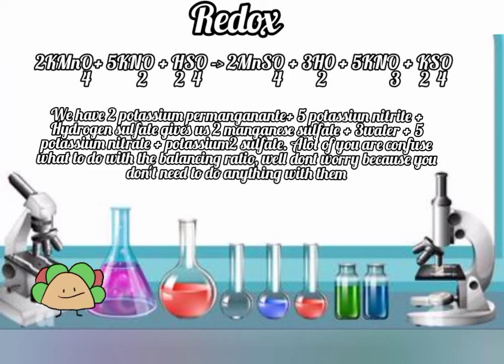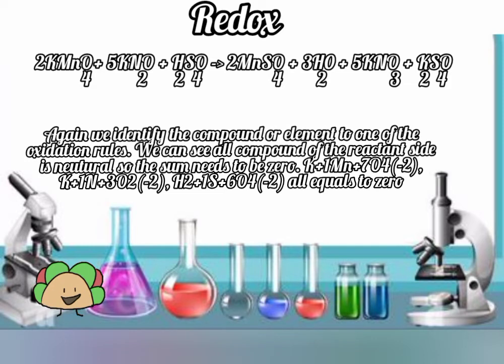A lot of you are confused with what to do with the balancing ratio, but don't worry, because you don't need to do anything with them. Again, we identify the compound or element according to one of the oxidation rules. We can see all the compounds on the reactant side are neutral, so the sum needs to be 0. So potassium plus 1, manganese plus 7, oxygen 4 minus 2, potassium plus 1, nitrogen plus 3, oxygen 2 minus 2, hydrogen 2 plus 1, sulfate plus 6, oxygen 4 minus 2, all equals 0.